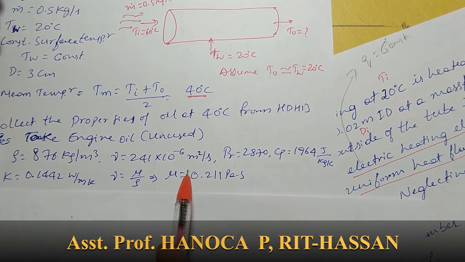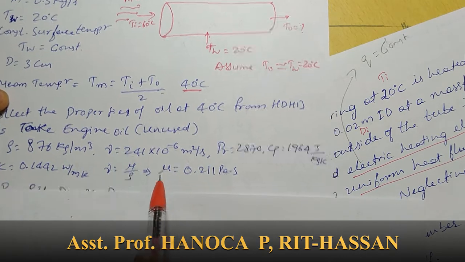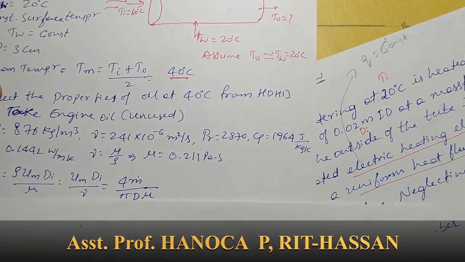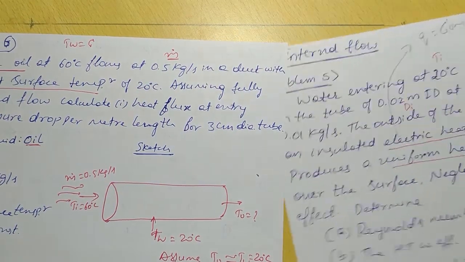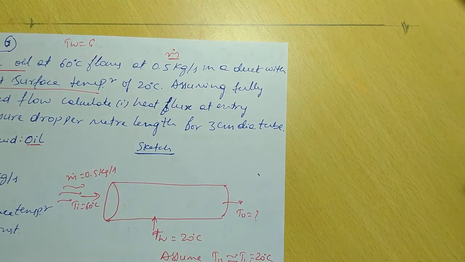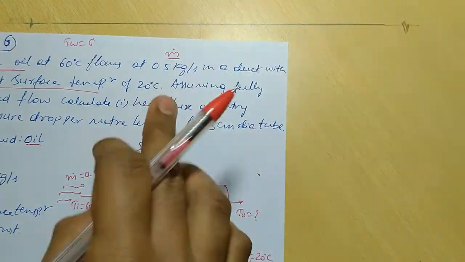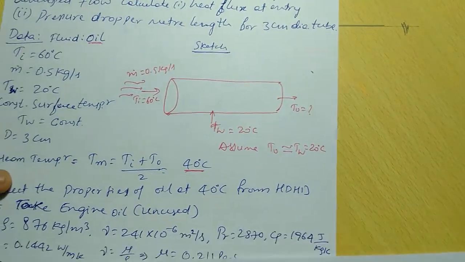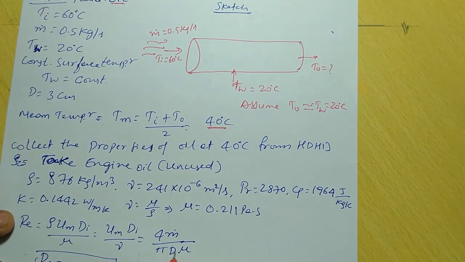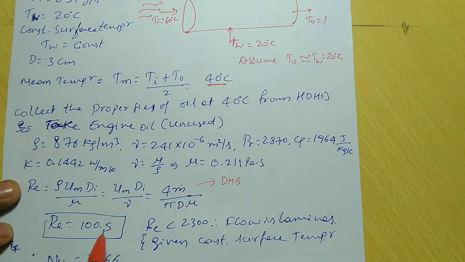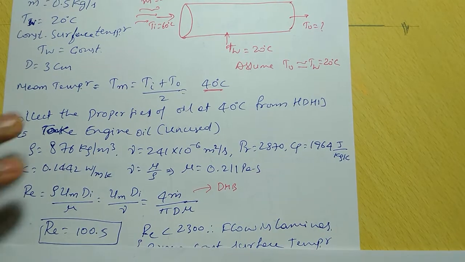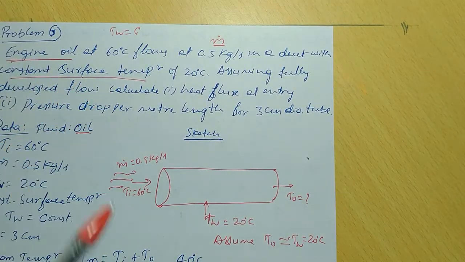Once you know the properties, what is the next step? You have to find out the Reynolds number. Here once again the velocity is not given in this problem. Instead of velocity it is given as mass flow rate, 0.5 kg per second. Therefore you can calculate the Reynolds number by using this equation, which is available in the data handbook. Finally we obtain the Reynolds number as 100.5. This Reynolds number is less than 2300, therefore the flow is laminar, and the given condition is constant surface temperature.